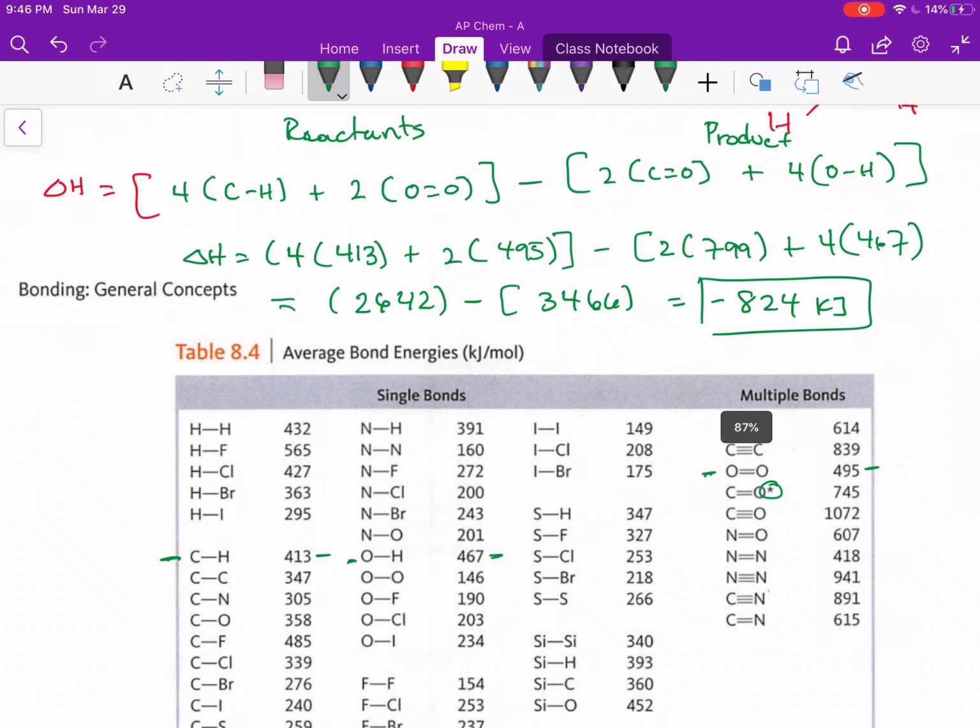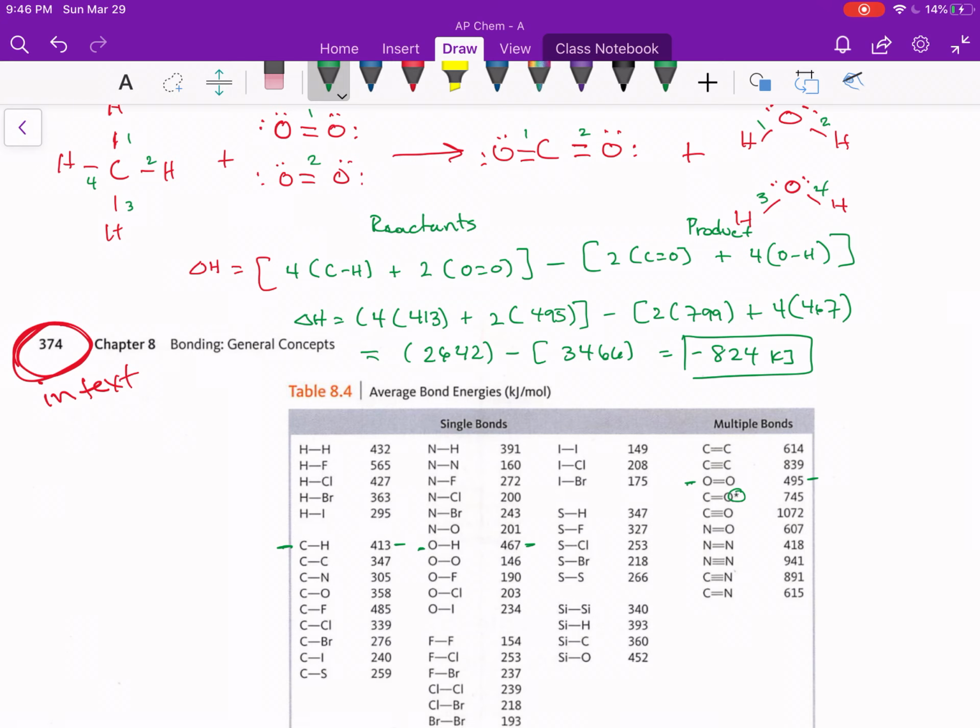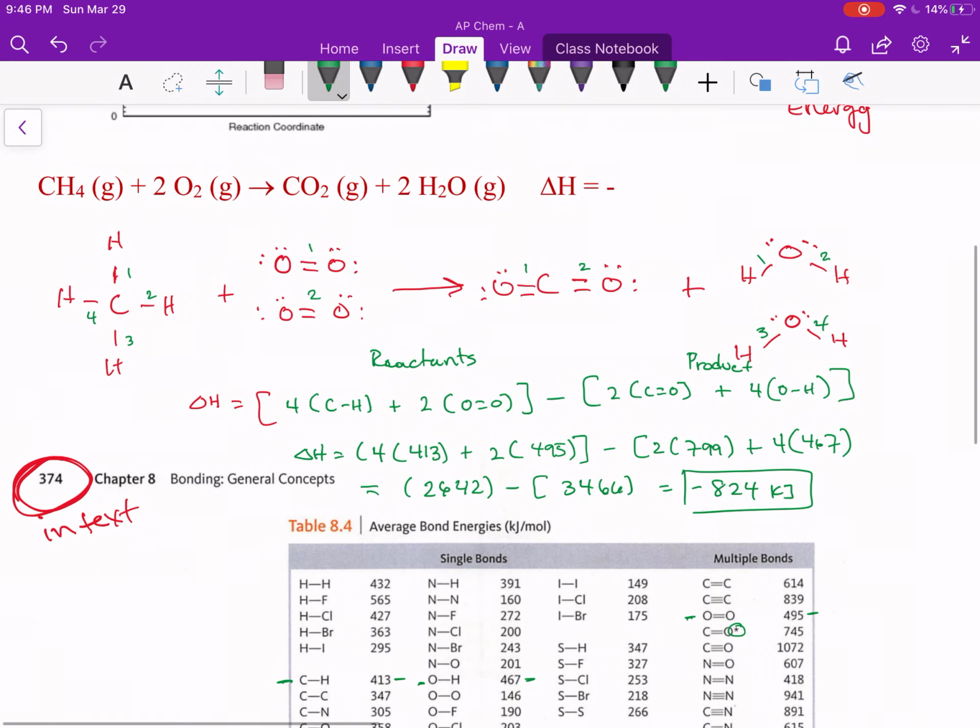Now, bond enthalpies are great. They work really well, with a couple of caveats. Number one, you'll notice that they're all in gases. The reason is that we don't have to worry about intermolecular forces, which take more energy to break and make bond enthalpies harder to use. So when we use bond enthalpies, we want each substance in the gaseous state.